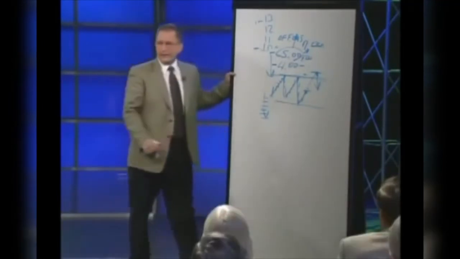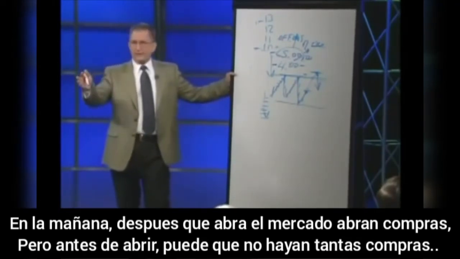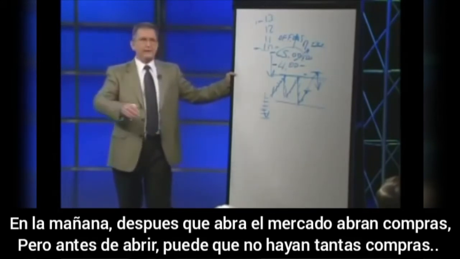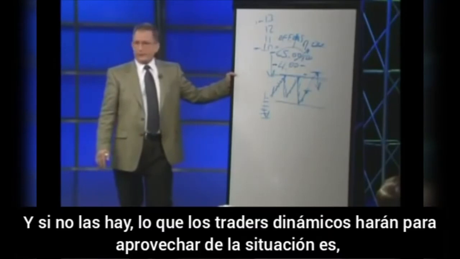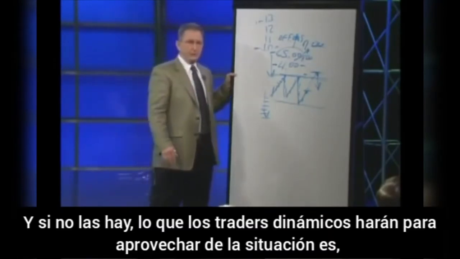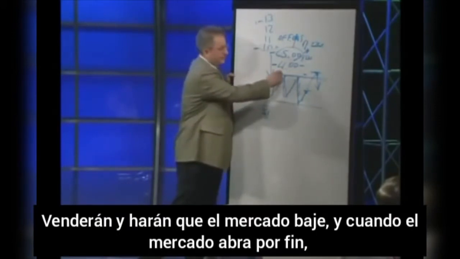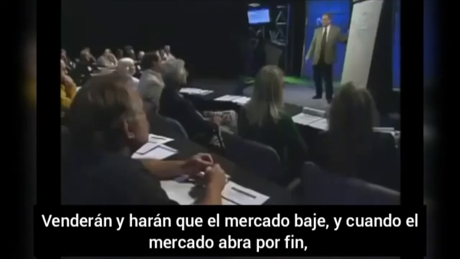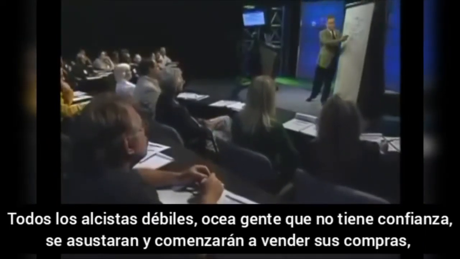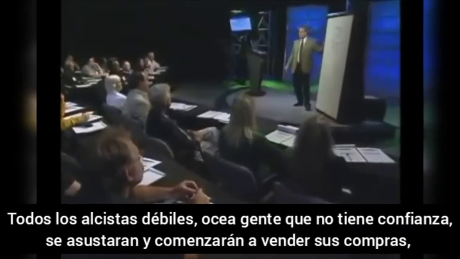Now, in the morning, before the market opens, there might not be that many bids. After the market opens, more bids come in, but before it opens, there might not be many. So dynamic traders will take advantage and hit those bids. In other words, they'll sell into those bids and drive the market down, and when the market opens, all of the weak longs, meaning people who aren't that confident, will start to get a little frightened.